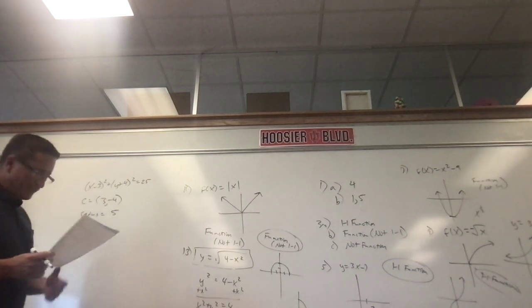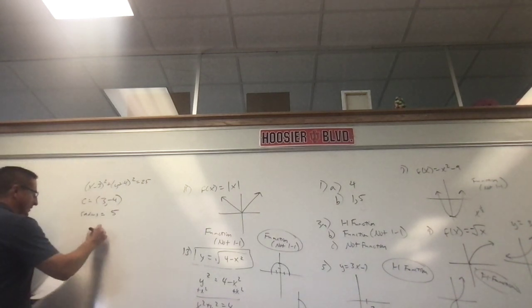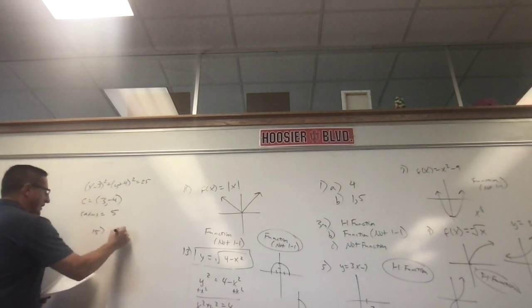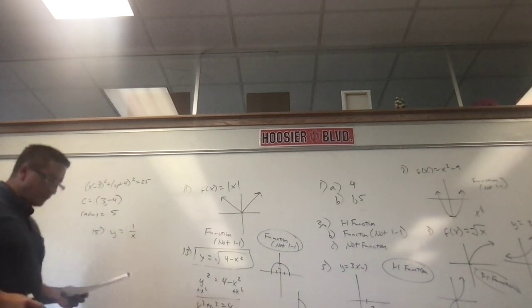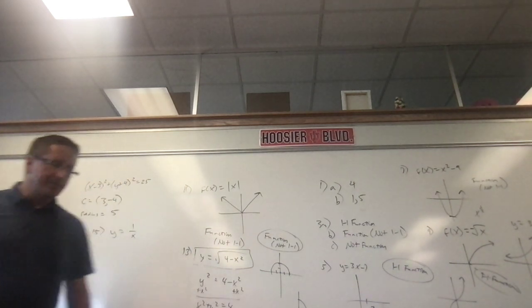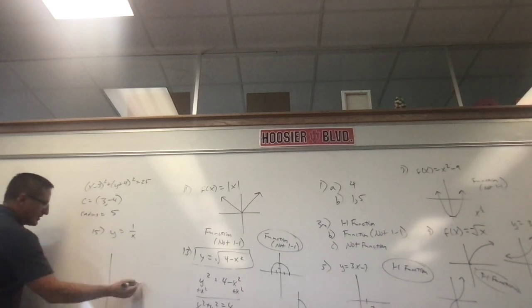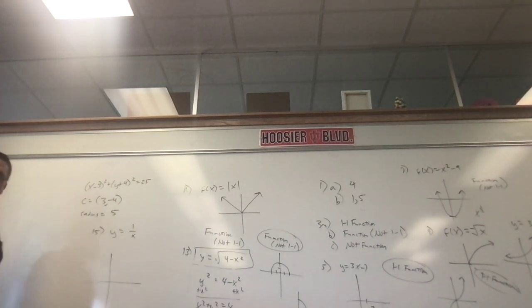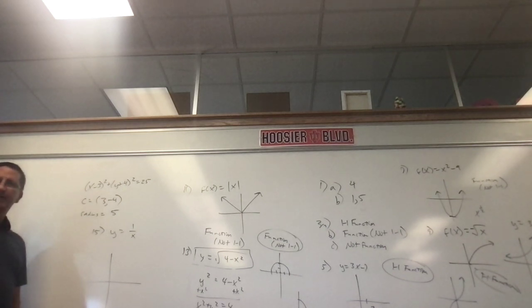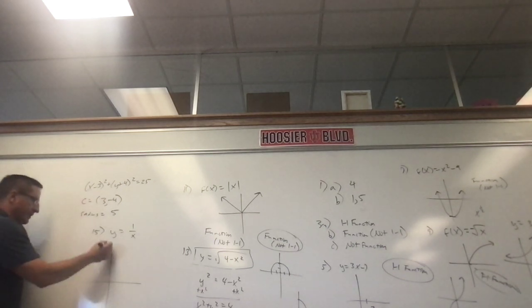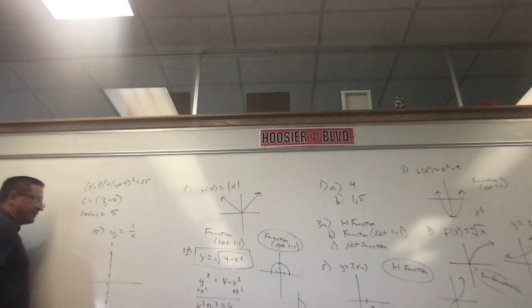Well, okay, let's look at number 15, last one for today. Is y equals 1 over x a one-to-one function? Well, let's graph this thing. Are there any vertical asymptotes? Yeah, at 0. You can't have 0 on the bottom.